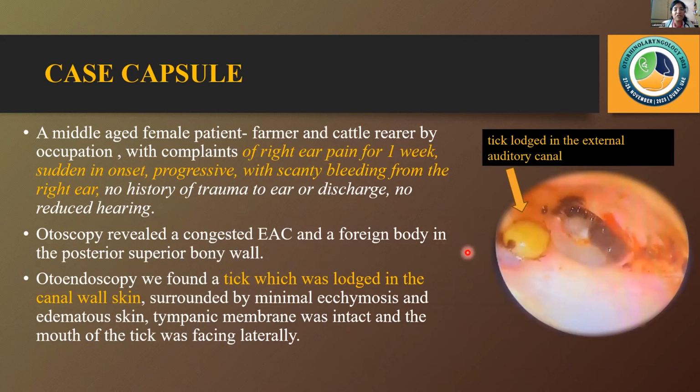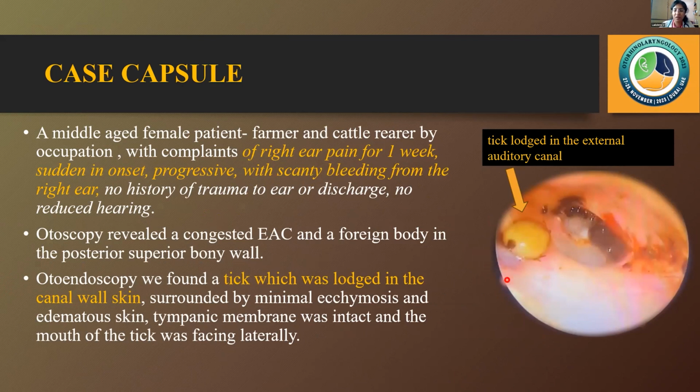When we performed the initial examination, there were all features of otitis externa. She had tragal tenderness, swelling, and severe pain of the ear. When we inserted the otoscope, she had a lot of congestion of the external auditory canal, and we could vaguely see a foreign body lodged in the posterior superior bony meatal wall. When we did a thorough examination with an angled otoendoscope, we found what the image displayed here shows: a tick lodged in the canal wall skin.